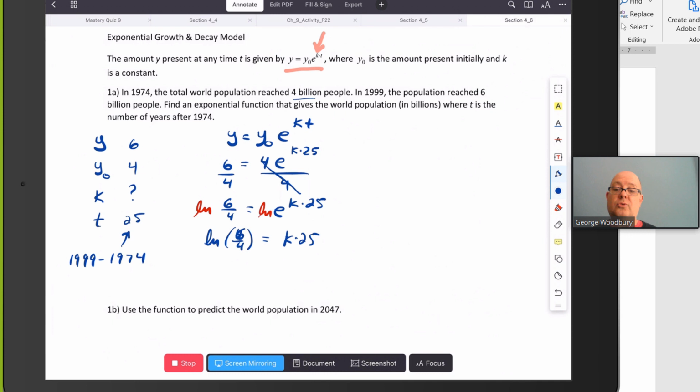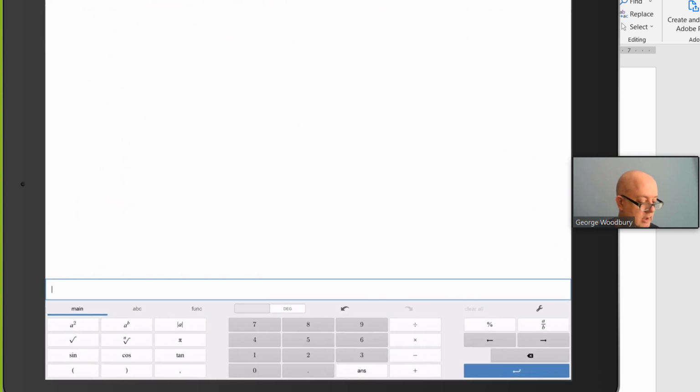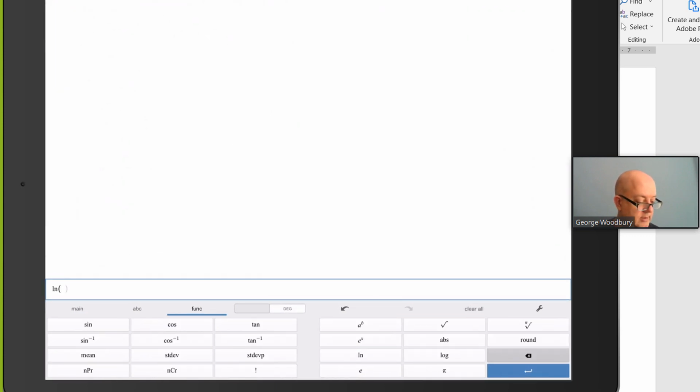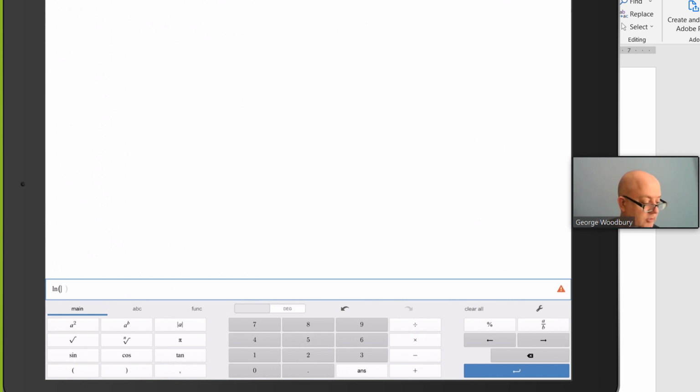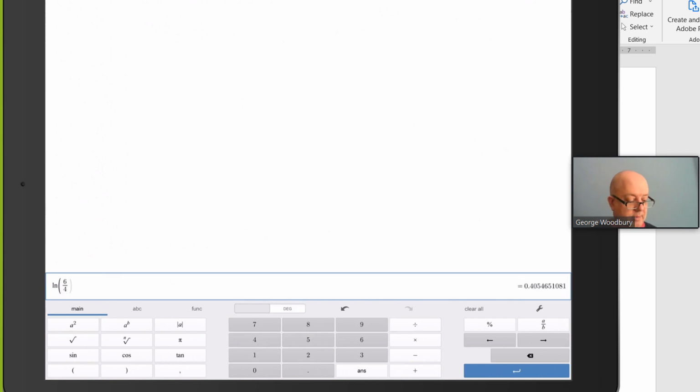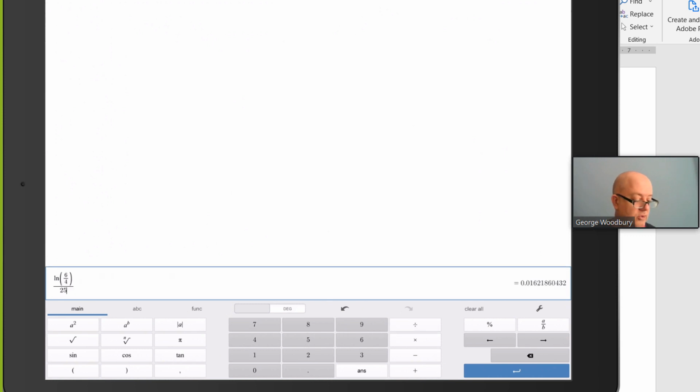Now we can finish by dividing both sides by 25 and going to our calculator to approximate this. So k equals the natural log of 6 divided by 4, all divided by 25. And let's go to the calculator. Function ln, back to the main, inside the parentheses, I'm going to type 6 divided by 4. Tap outside the parentheses, divided by 25, and there is our value of k, 0.016218. The next digit's a 6, so that means we're going to round this up, 0.016219.